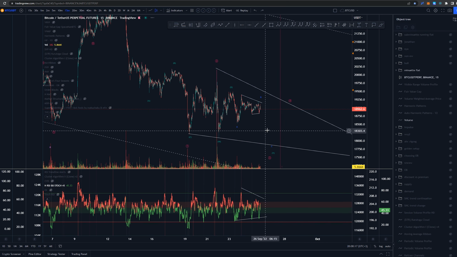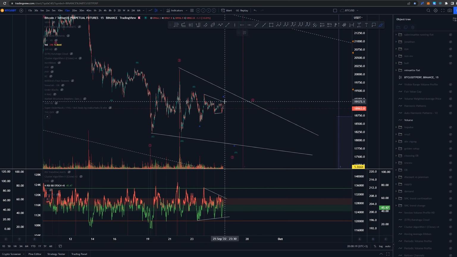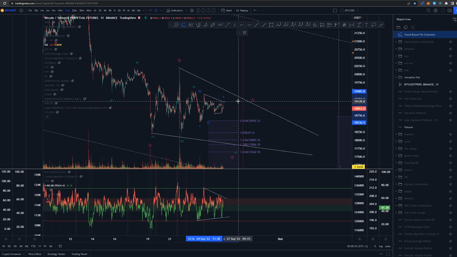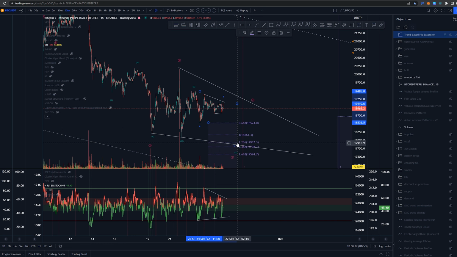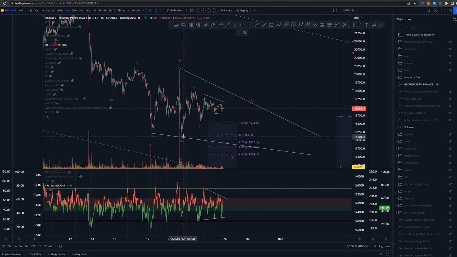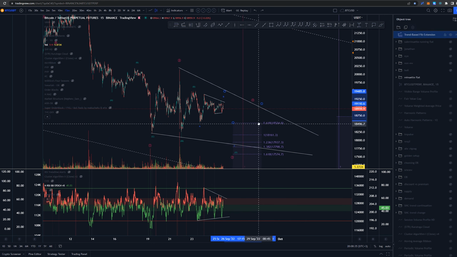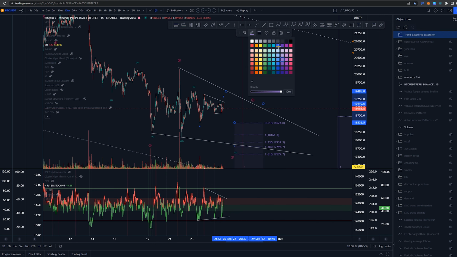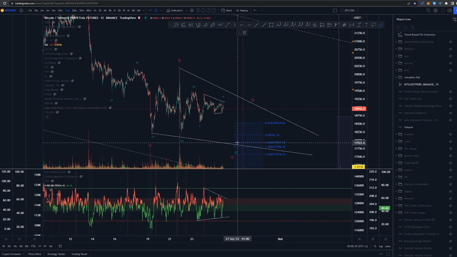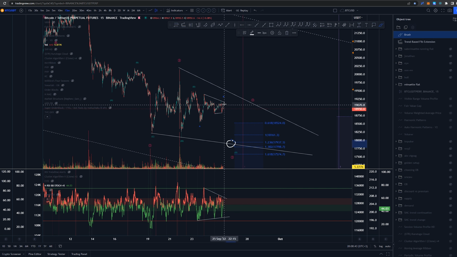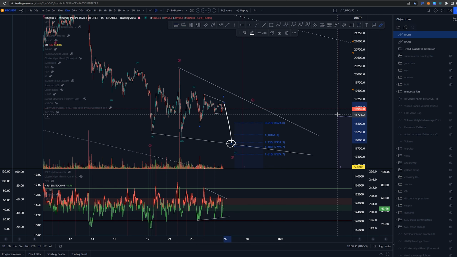What else? Well, my expectation is still that if we have created that end of wave B, we would be looking for that extension here, at least to take out these previous lows. That would be getting us just beyond the 1-to-1 extension. That is definitely something I want to see happening. So wave C coming to the 17.9k area would be very nice to see, something like that.